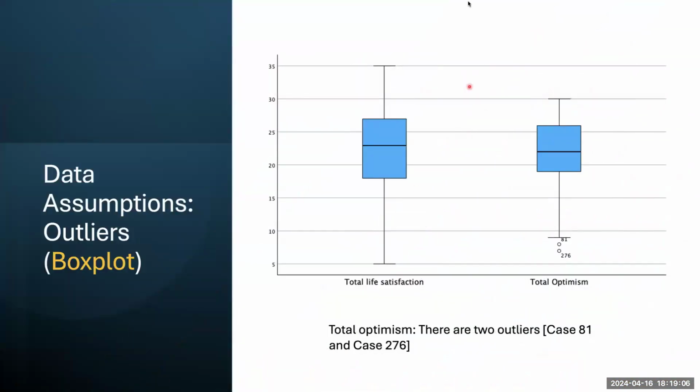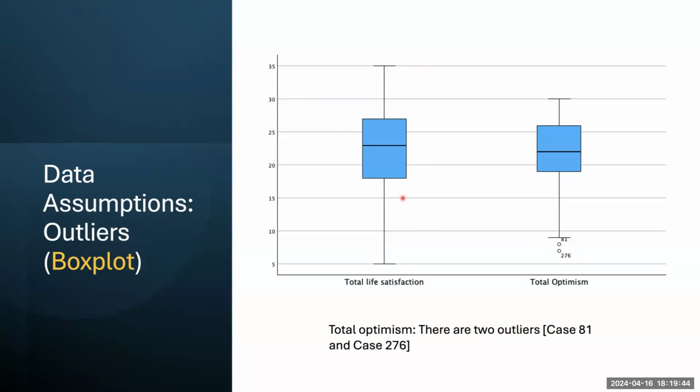If there's anyone that attended the previous sessions, what we're looking at here now are box plots. This is a box plot of life satisfaction, and this is a box plot of total optimism. When we run that box plot and look at it, what we are looking for are the little dots. We see that we have two dots here, and we have the numbers 81 and 276. That tells us that we have two outliers.